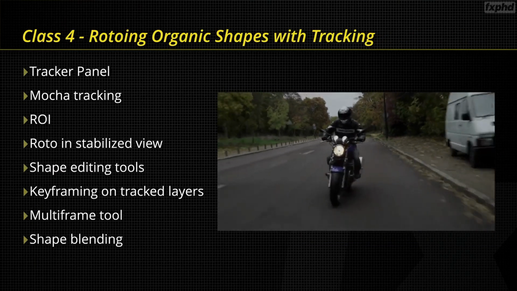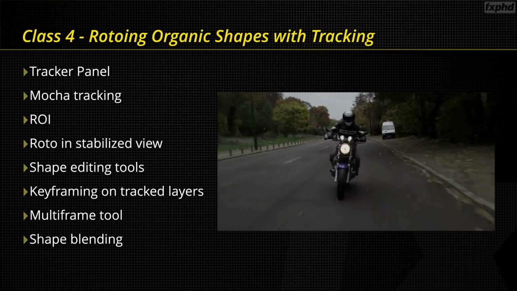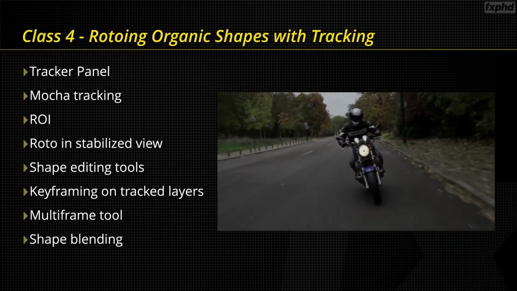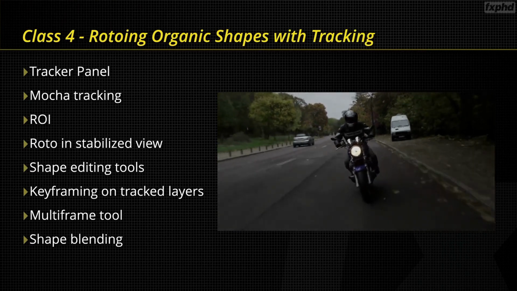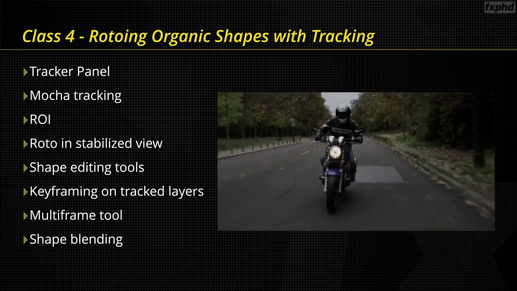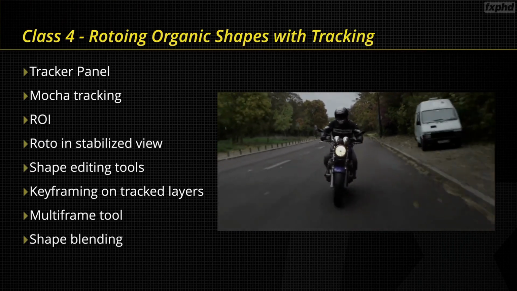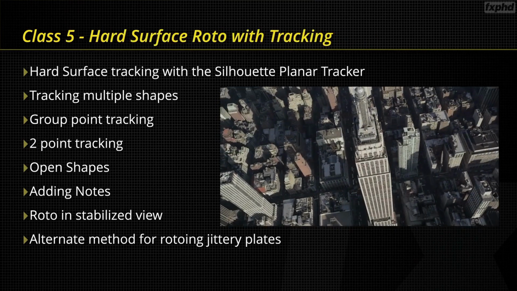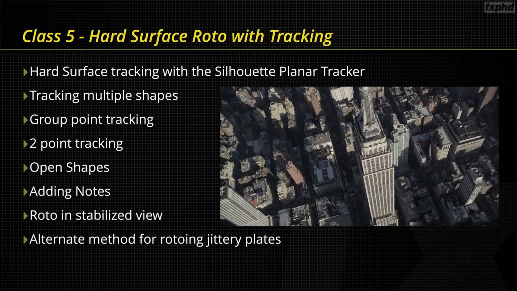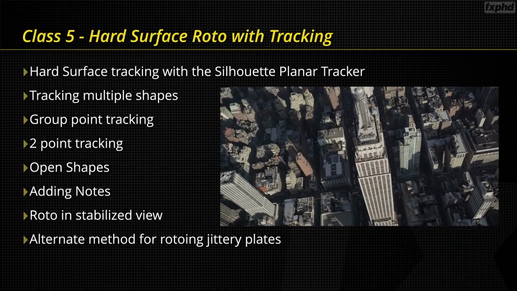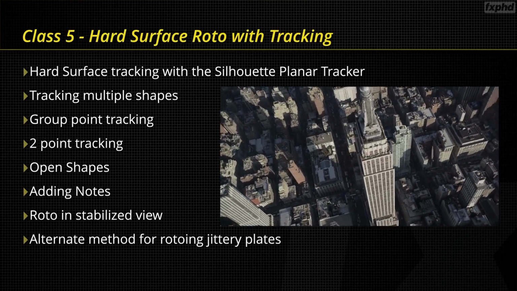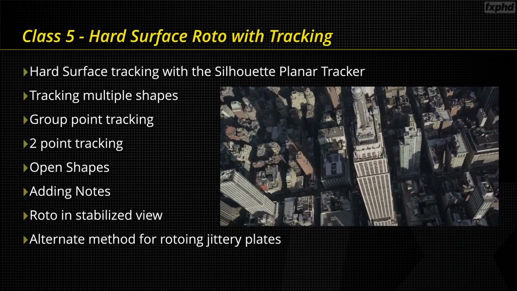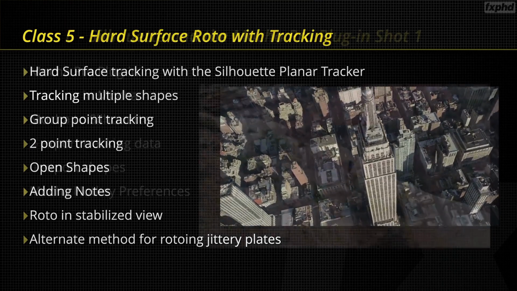Class 4 is rotoing organic shapes with tracking, where I will be using tracking to help roto a person. I will also showcase how to roto in the stabilized view and how to think about keyframing on top of tracked layers. And Class 5 is hard surface roto with tracking, where I will roto this very jittery piece of footage of the Empire State Building in New York City. It's definitely going to be a track fest for sure.